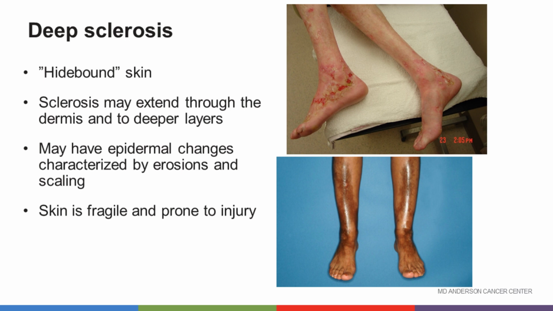You also can get some thinning of the epidermis. And if you look at my picture on the top, you're showing very thin, firm legs with hide-bound skin. And the epidermis is very fragile and easy to get cuts and bruises and scrapes and erosions, and there are multiple erosions on those legs. It's prone to injury.